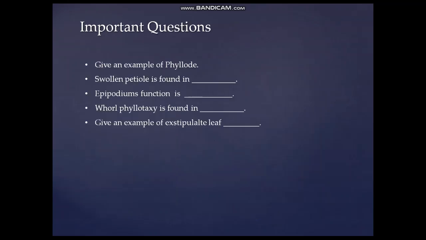After that, now let us start important questions regarding it. Give an example of phyllode. Yes, very important. It's Australian acacia. Second one, swollen petiole is found in. Yes, it is known as pulvinus and it is found in legumes.